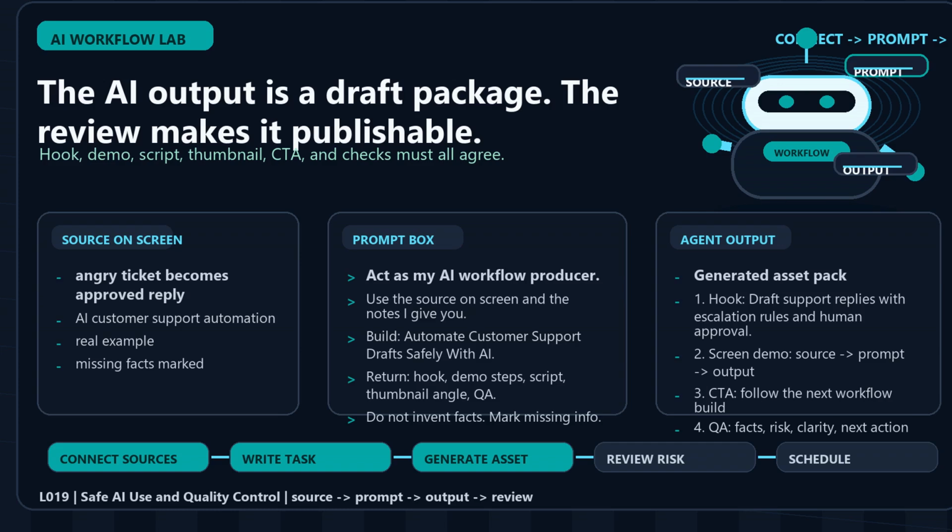Can the viewer understand what source went in, what prompt was used, and what output came out? Check the CTA. Does it naturally point to the next workflow on the channel? Then run the quality check.